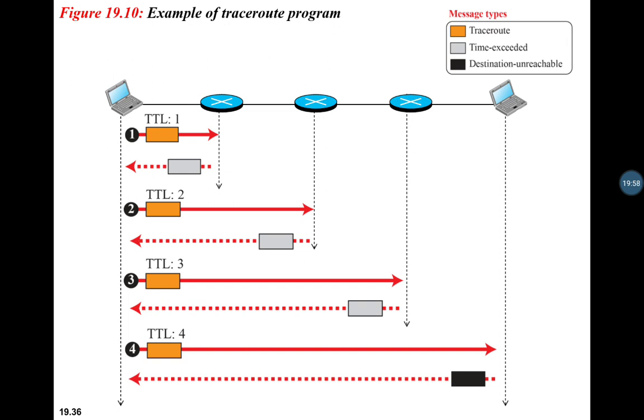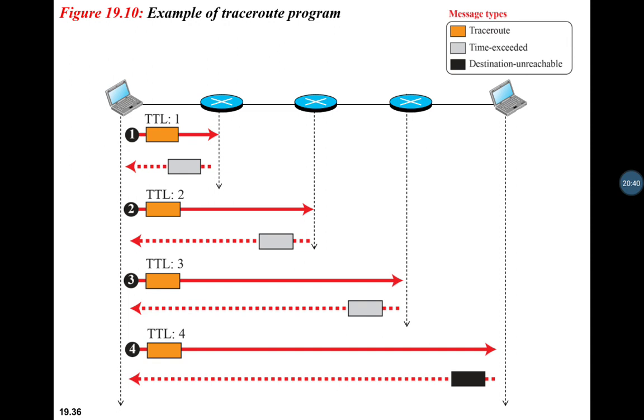Now this trace route gets the help from two error reporting messages. Ping gets the help from two query messages. This gets the help from two error reporting messages. One is time exceeded and the other is destination unreachable. So here the trace route program is encapsulated in the user datagram. If there are n routers, trace route sends n plus 1 messages. The first n messages are discarded by those n routers and the last message will be received by the destination host. So here the error reporting messages are received to find the path between the routers.